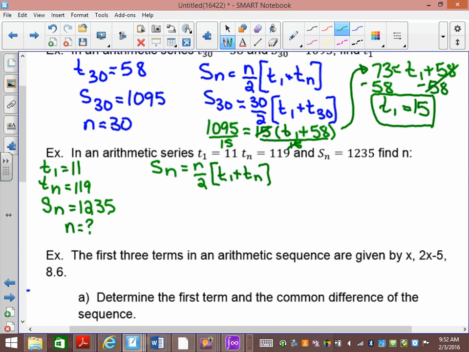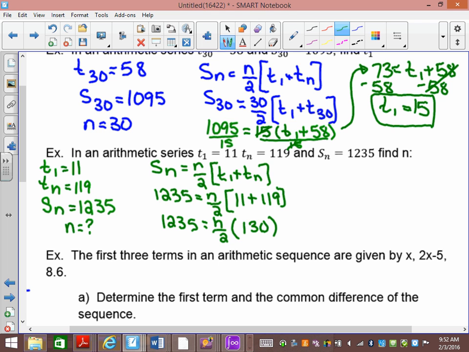So Sn is 1235. n over 2. T1 is 11, plus Tn is 119. So we have 1235 equals n over 2 times 130.